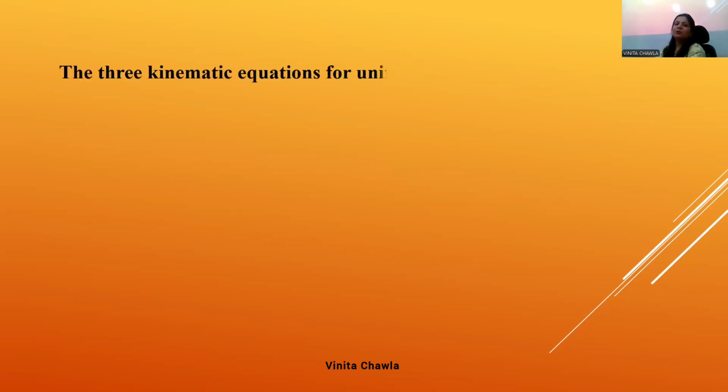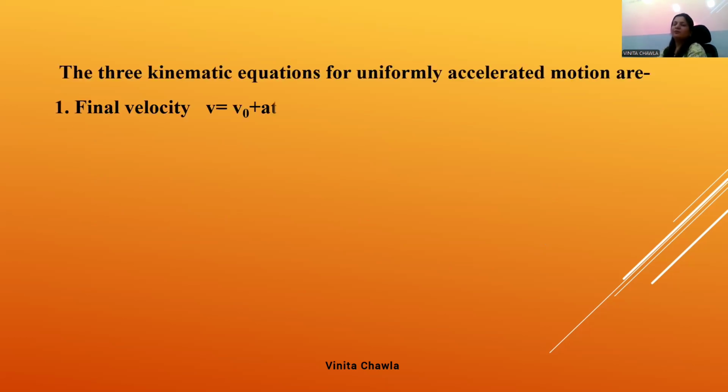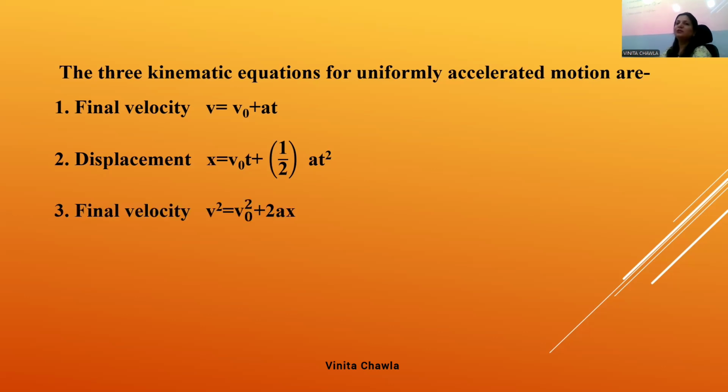So the three kinematic equations for uniformly accelerated motion. The first equation is v is equal to v naught plus at because we are taking initial velocity as v naught here. V naught represents t equals to 0 or initial. Okay. Second equation of motion is position time relation. And third equation of motion is position velocity relation. Yes.